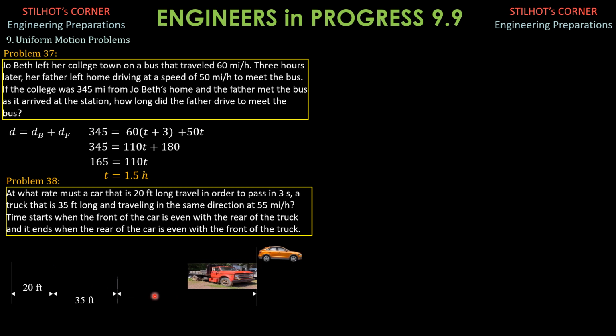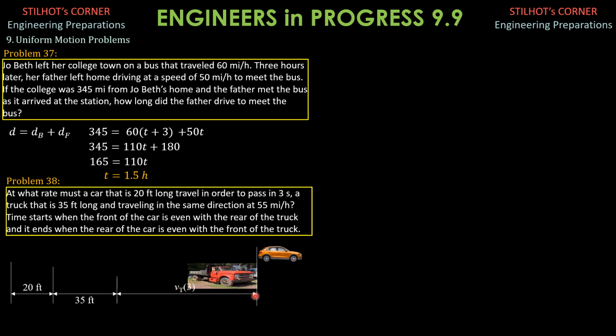So this was the front of the truck. This is the final front of the truck. Then in 3 seconds, that's the distance traveled by the truck. And it is the speed of the truck times the time, which is 3 seconds.